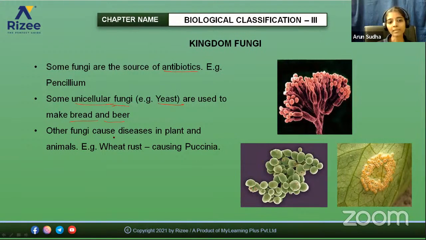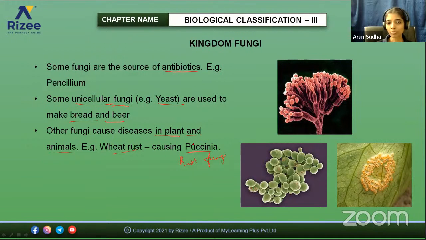Then other fungi cause diseases in plants and also animals. Wheat rust is a disease caused by rust fungi, so it is called the rust fungi. It causes wheat rust. There are several types of rust, like black rust, brown rust, depending upon the type of fungus which causes the disease. So there are several types like black, brown, and yellow rust caused by different species of this fungus.